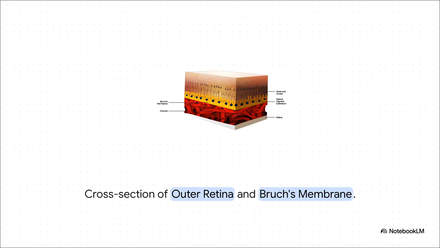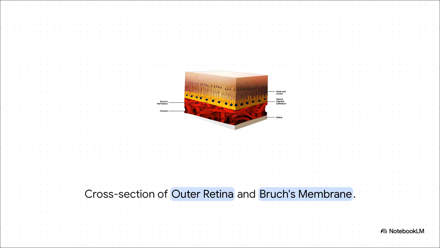Look at this cross-section with me. Up at the top, you have your rods and cones, your photoreceptors. Notice how their outer segments physically interdigitate directly with the apical surface of the RPE cells, those yellow cells right there in the middle. Now, the RPE is resting directly on Bruch's membrane, which is that thin boundary layer we just deconstructed. And right below Bruch's, that rich, red vascular bed is the choroid, specifically the choriocapillaris.